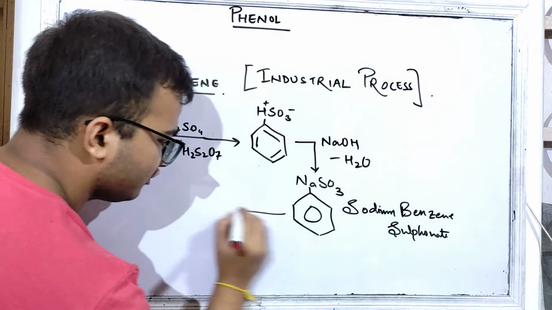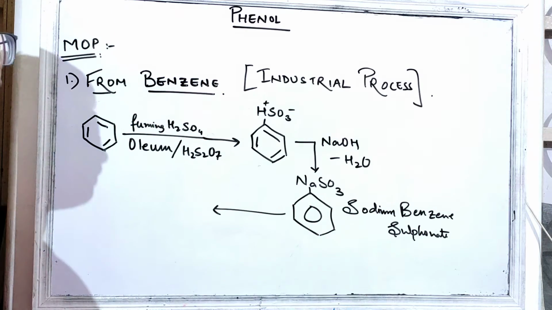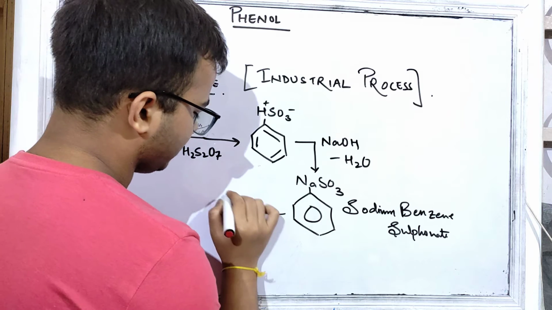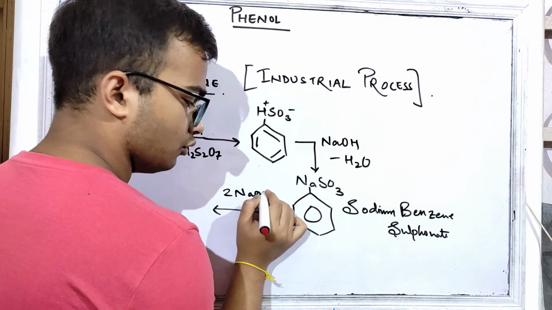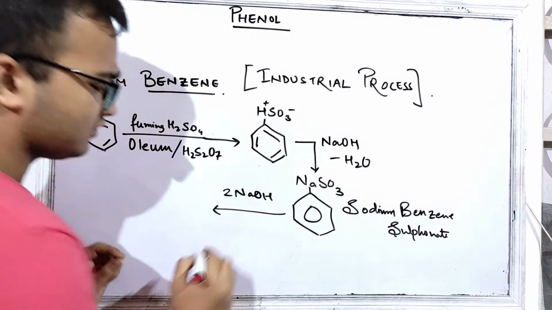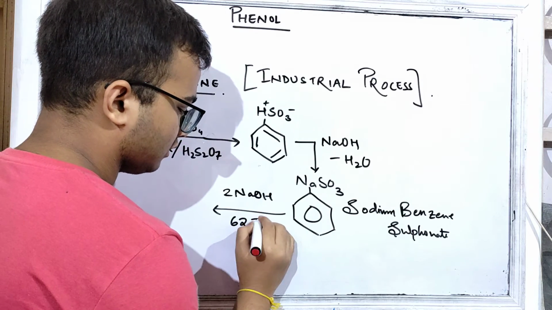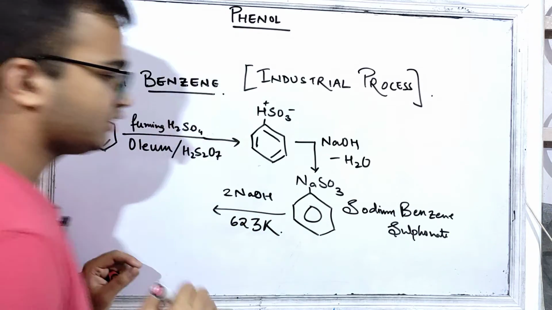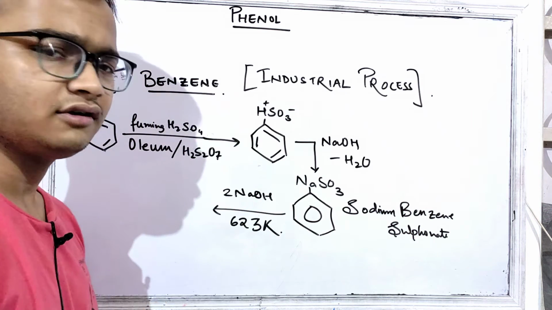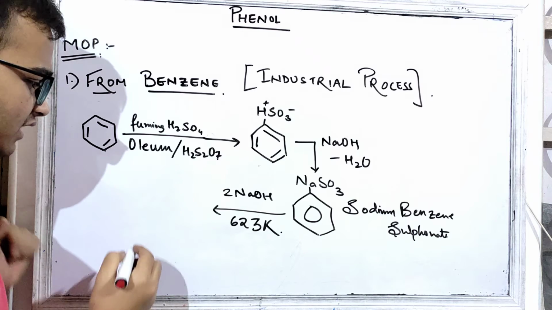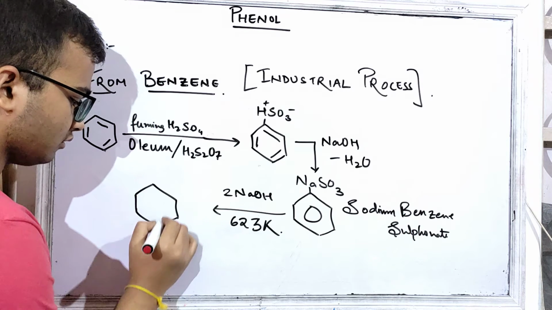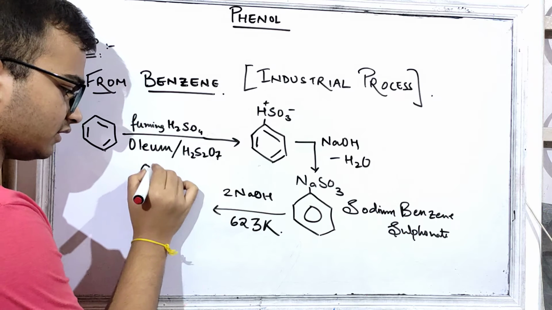Now we will again treat this compound, sodium benzene sulfonate, with 2 moles of NaOH. Let's write here 2 NaOH, and the temperature at which we are treating it is 623 Kelvin. When you treat it with 2 moles of sodium hydroxide, we again get the same thing we obtained in the previous process. It is called sodium phenoxide.